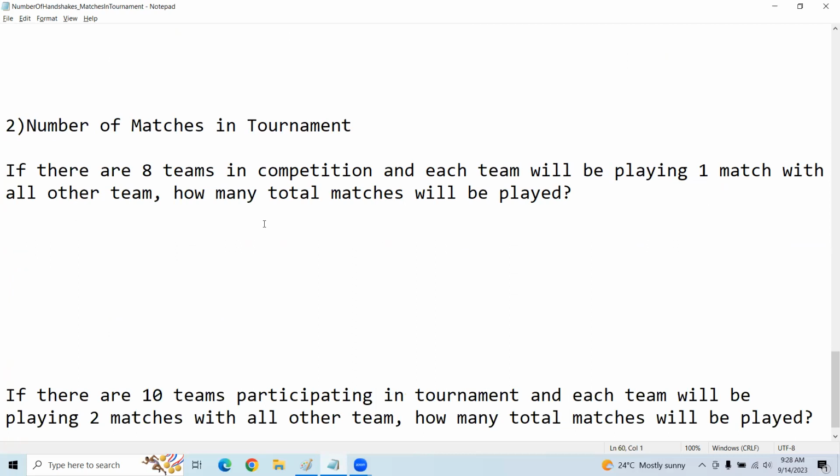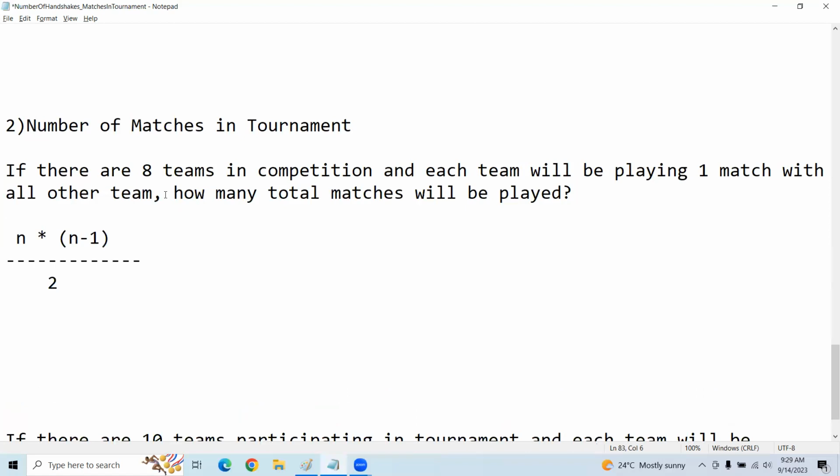So you can correlate this with the handshake. The number of handshakes will be as good as the number of matches in the tournament, because each team will be playing with another team one time. In handshake also, we were doing handshake only one time. So whatever formula we have got, that is just for a one-time handshake. If there are 2 times handshake, you need to double your answer. Whenever someone asks you that they are doing 2 handshakes, then you have to make it a double of your answer. So here we have to use the same formula.